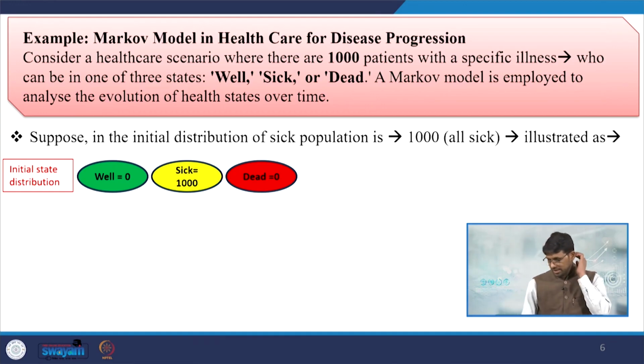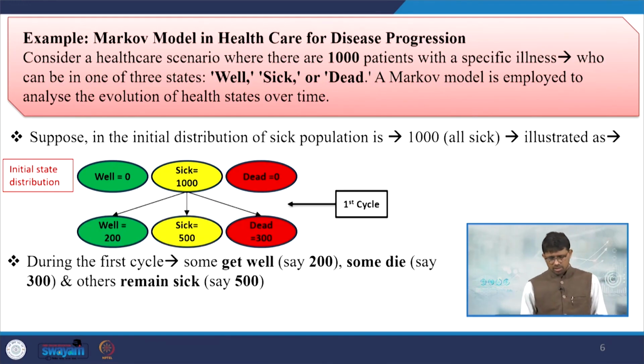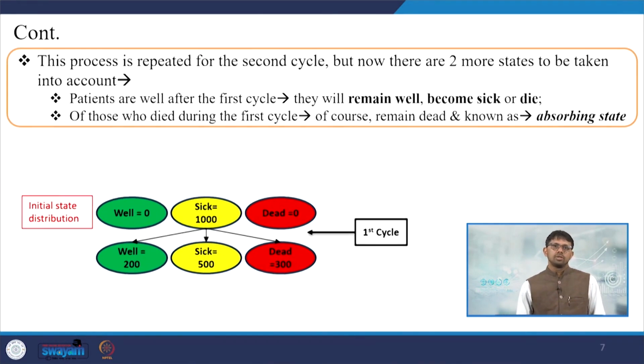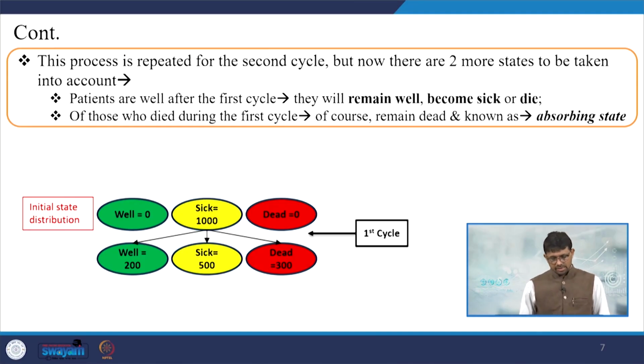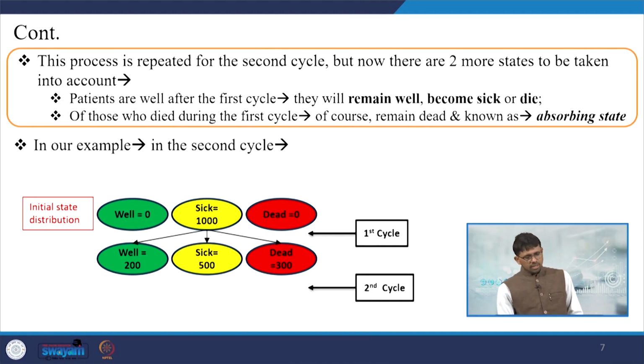During the first cycle, some get well, let it be 200 out of the 1000 sick people which we have assumed. Let it be the case that in the first cycle 200 are cured and some die, let it be 300. So, 500 are still remaining sick. Hence it connects to the second cycle. Among those who are well, there is a possibility that they might also get sick in the next cycle.